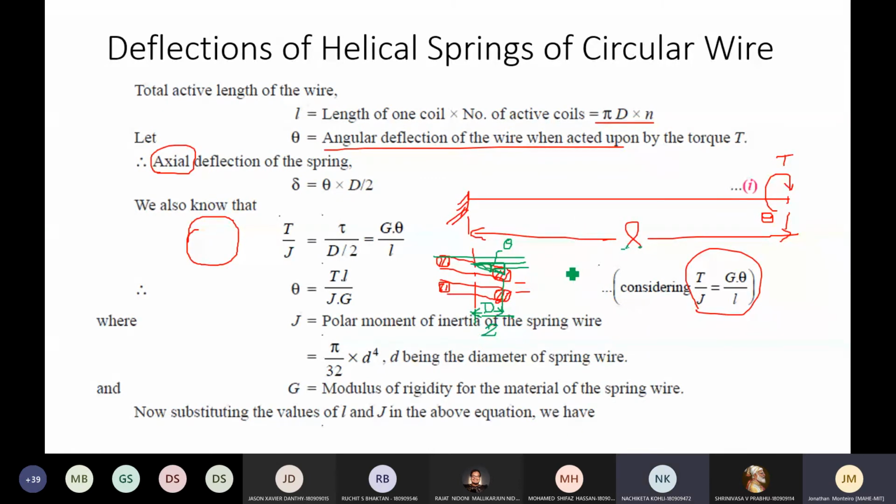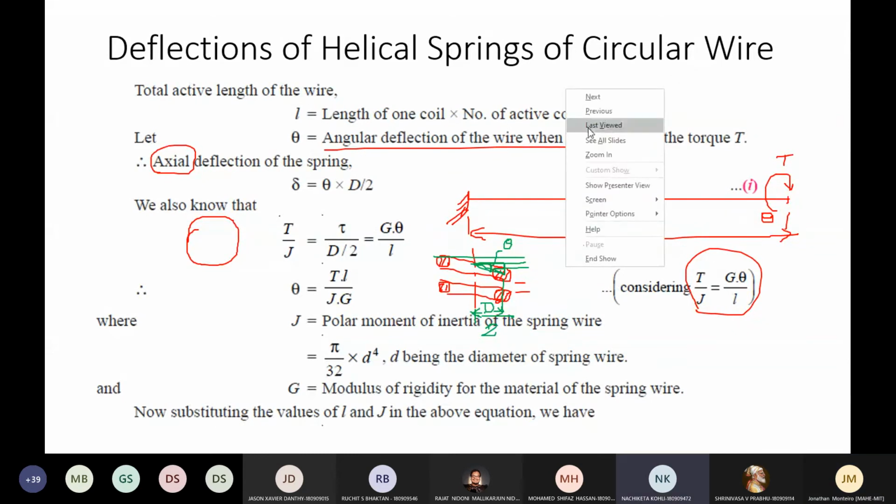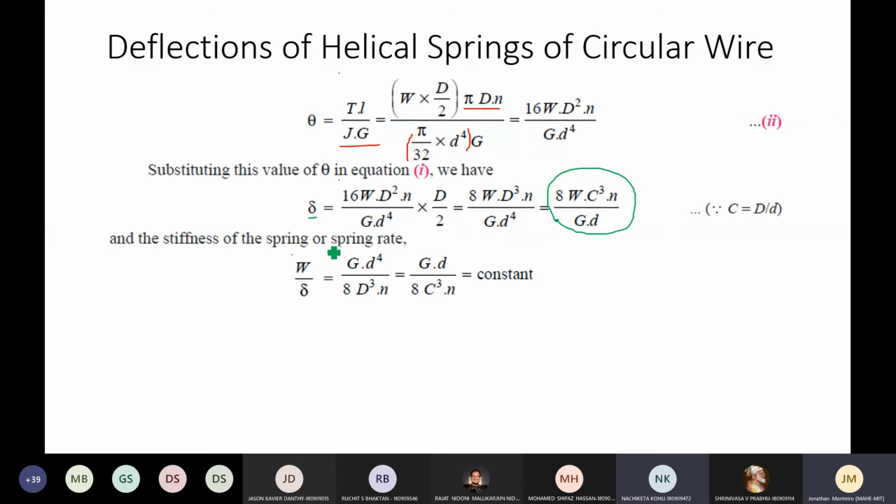Sir, that delta that you showed on the next slide, what is it actually in the diagram? Which dimension? So in the next slide, you showed us the formula for delta, right? What is that delta actually in the spring? In this context, this delta refers to the entire spring deflection, also called y.